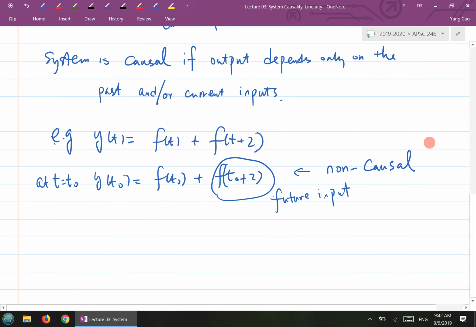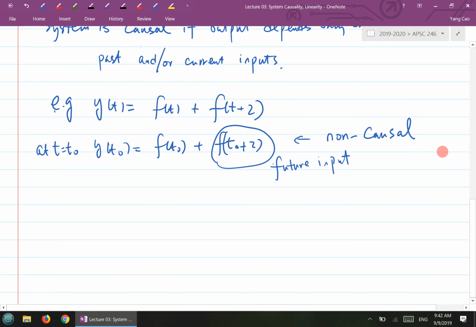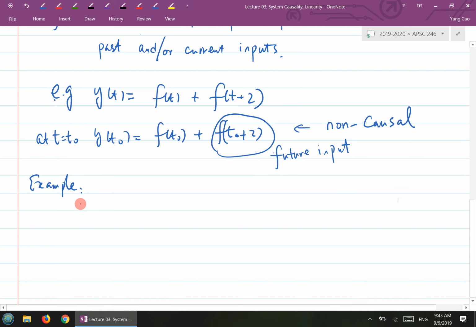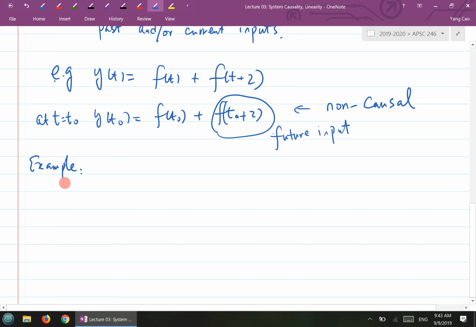So let's take a look at a few examples, to see how we can properly determine the causality of a system. Any questions so far regarding the definitions of causality? Okay. Let's look at a few systems. The first system is y of t equal to 1 plus x of t, cosine t plus 1. In the following three examples, x of t is the input, and y of t is the output.